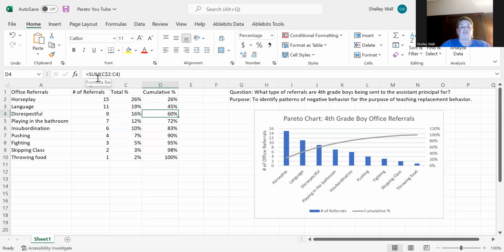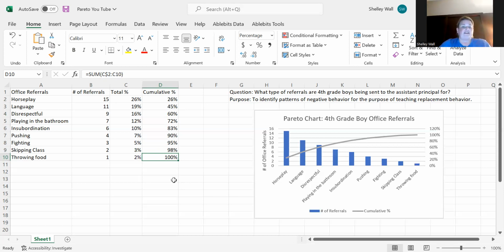Put in your formula equals sum, C, remember the dollar sign to keep this anchored, to C4. If you look at C2 through C4, these cells equal 60% of your cumulative referrals. You're going to continue to go on and on down your data set. Same thing, I'm looking at C2 through C9, which is 98% of the referrals, which makes sense. Your last one, now that you've added the cumulative of all these referrals, you get 100%.